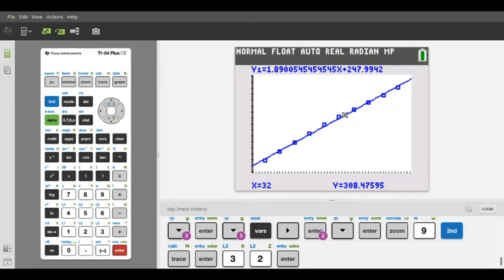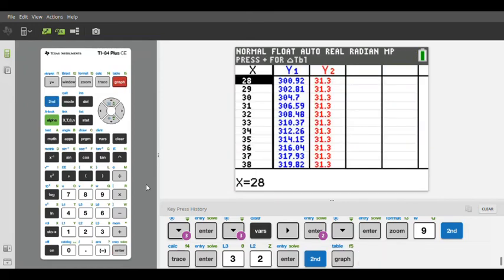Alright, last question says, in what year does the model predict the population will be 336.827? That's a pretty specific number.